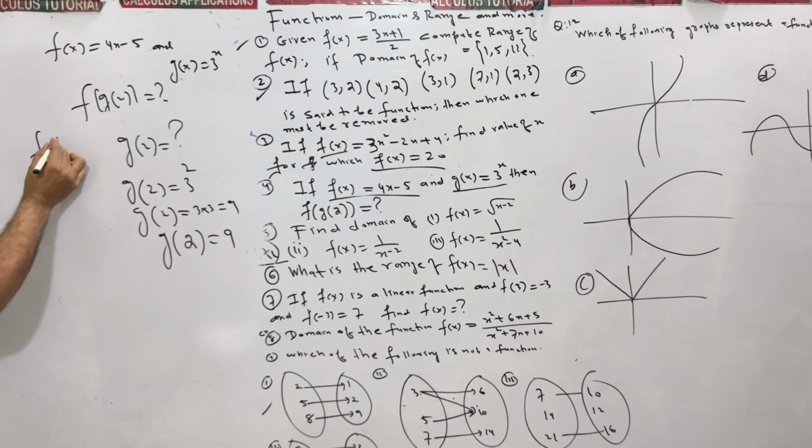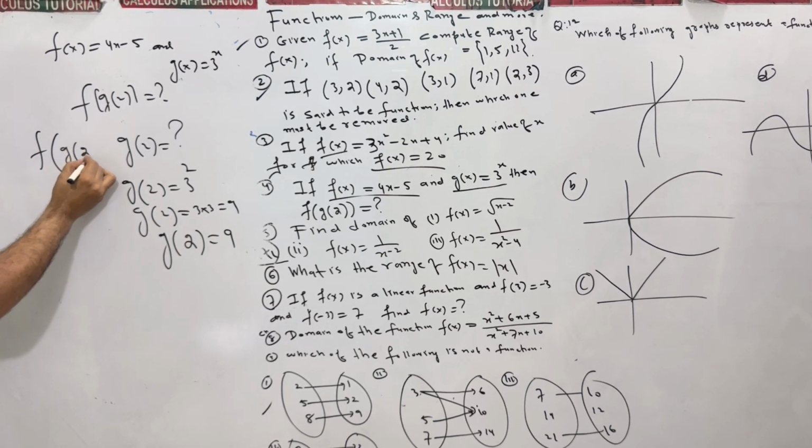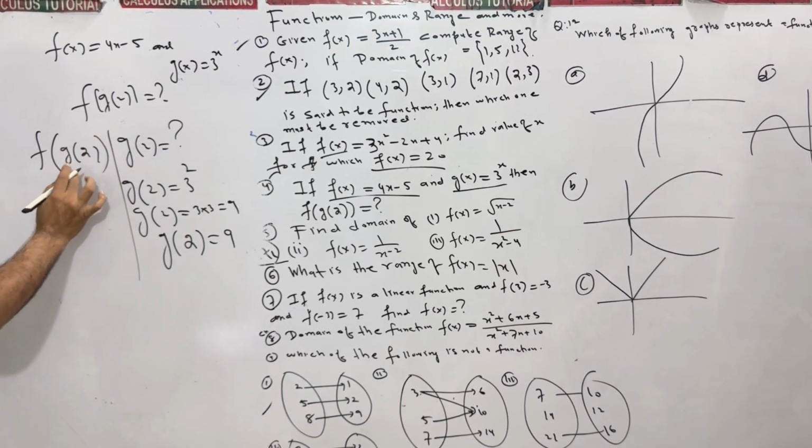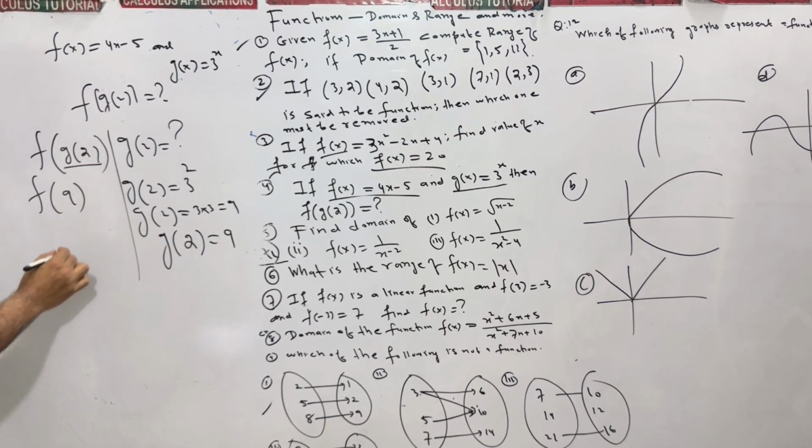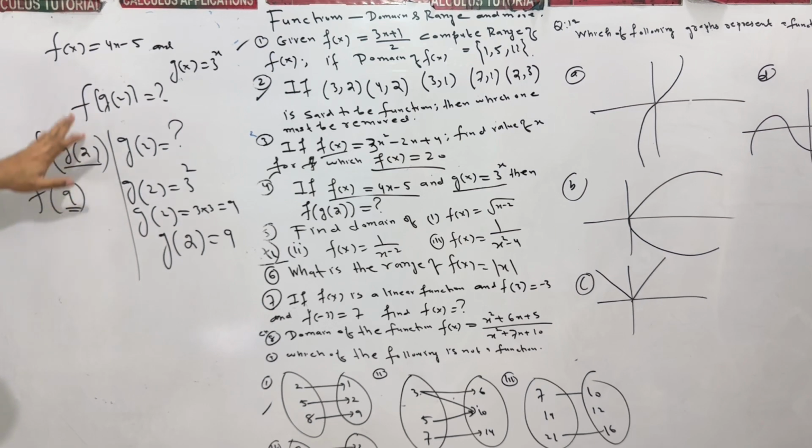So I have f of g of 2, and g of 2 means 9. So it's f of 9. Again, in the function f of x, insert 9 instead of x, or put x equal to 9 in f of x.